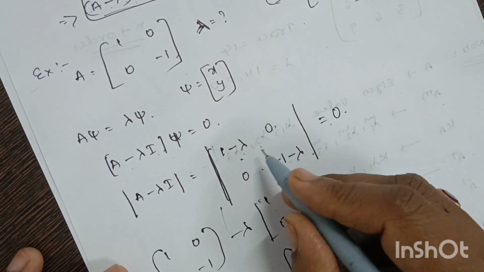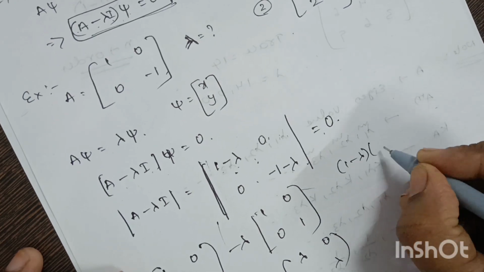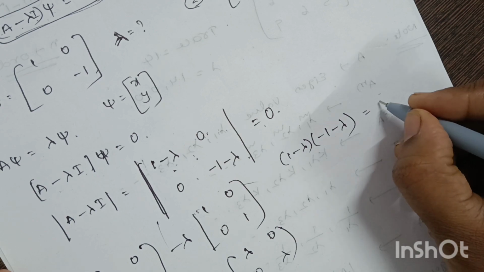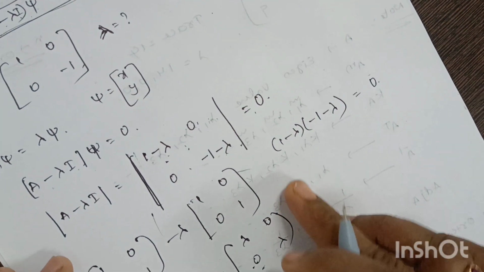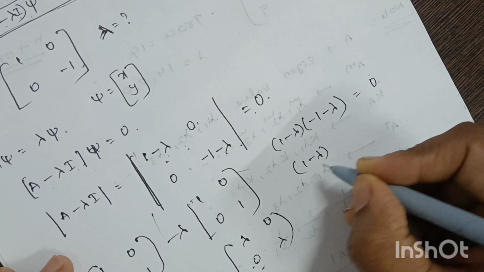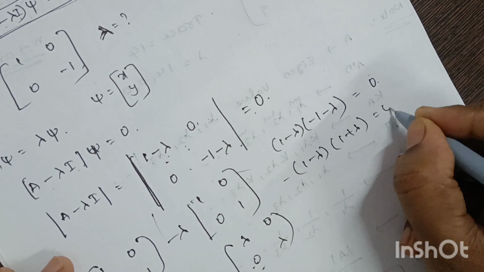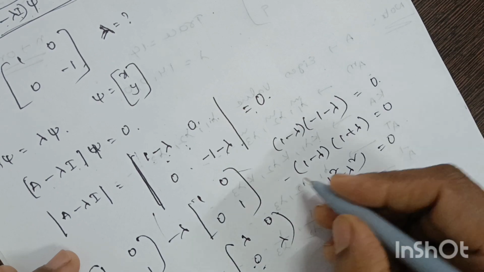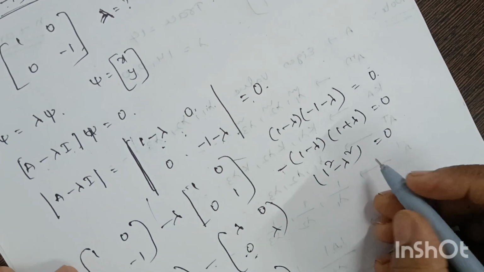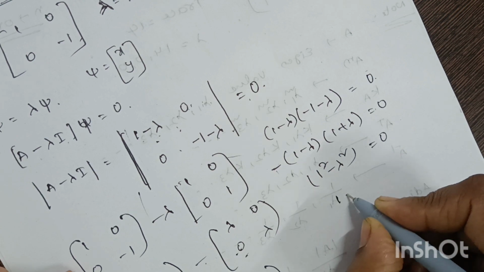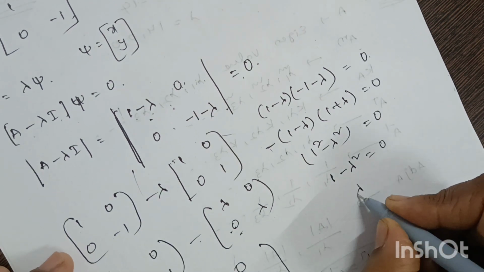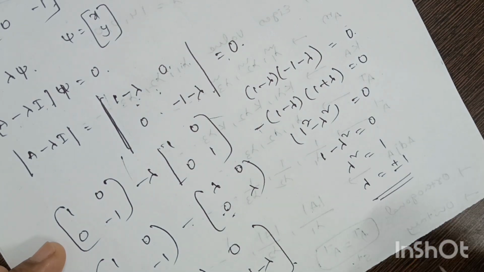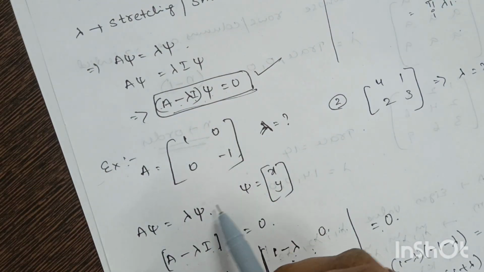Now AD minus BC: (1 minus lambda)(minus 1 minus lambda) minus 0 is equal to 0. If we take minus common, we get (1 minus lambda)(1 plus lambda) equal to 0. Using (a minus b)(a plus b), this is 1 square minus lambda square equal to 0. So lambda square equals 1, lambda equals plus or minus 1. These are the eigenvalues of the matrix [1 0; 0 -1].